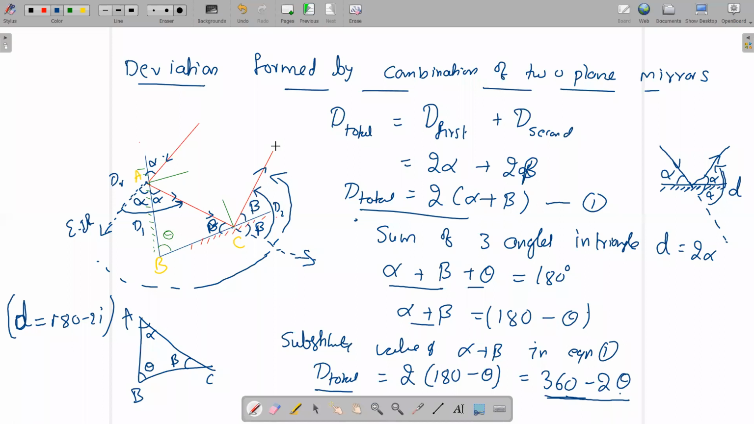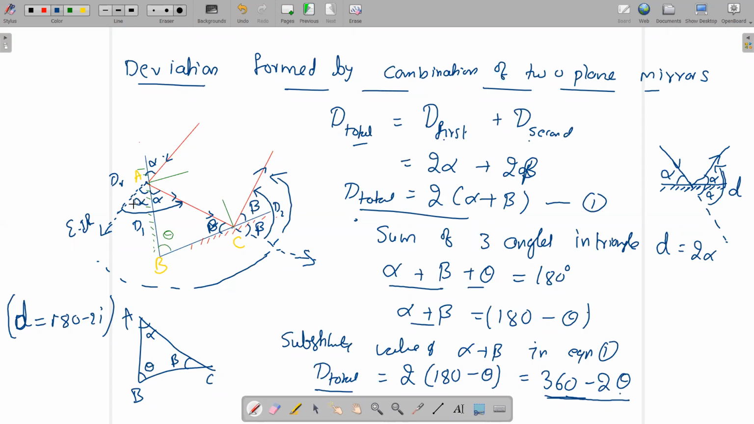This is the second reflected ray. Because of the presence of the second mirror, the ray is deviated; let us take D2 as the deviation suffered by the second mirror. I want to find the total deviation from here to here, so this plus this gives the total deviation. Children, D1 plus D2 gives the total deviation. So total deviation is equal to the deviation suffered by the first plus the deviation suffered by the second.